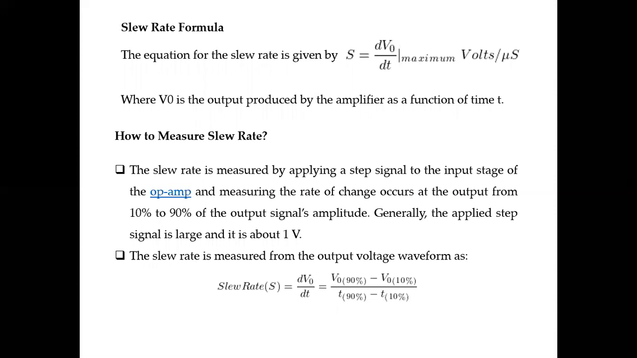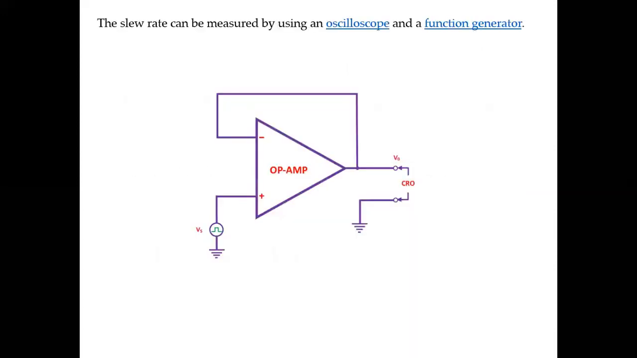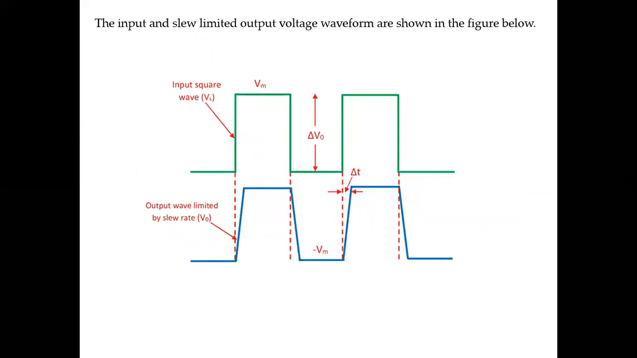Slew rate formula: S is equal to dV0 divided by dt. It is measured by applying a step signal to the input stage of the op-amp and measuring the rate of change at the output from 10 to 90 percent of the input signal amplitude. We can calculate the slew rate using an oscilloscope and function generator also. This is an example of slew rate. If we have a low slew rate, the signal will be like the lower signal. If we have a high slew rate, the signal will be correct, like the upper signal.